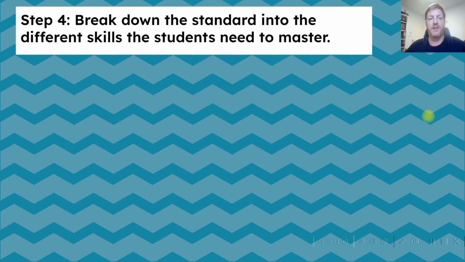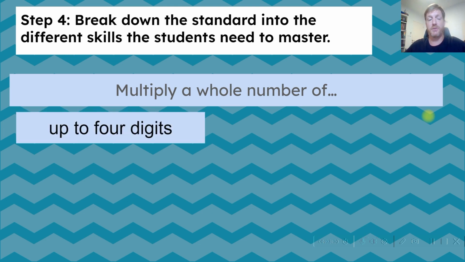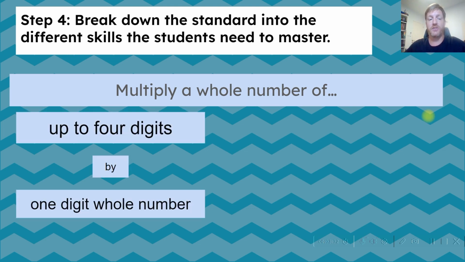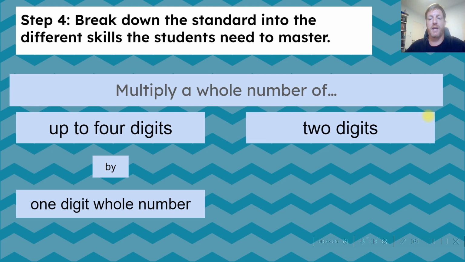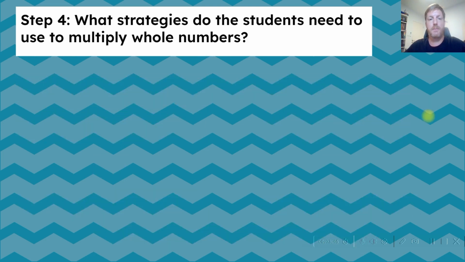Then we should break down the standard into the different skills. So, first of all, they need to multiply a whole number of up to 4 digits by a 1-digit number, or they need to multiply a 2-digit number by another 2-digit whole number. And in the process, they need to be able to find the product.